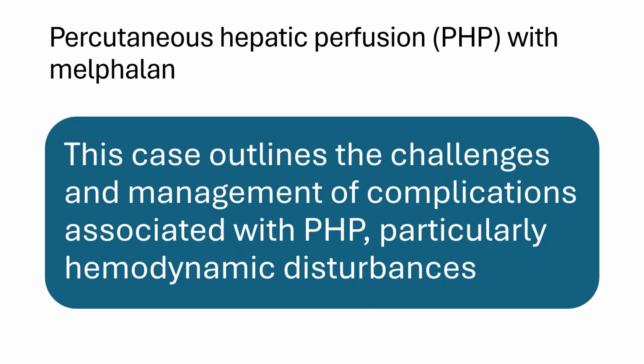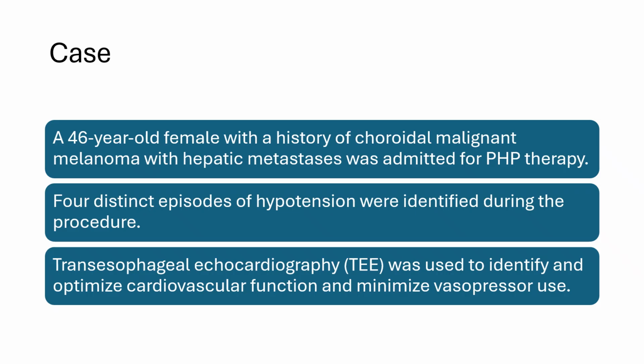So in this case, we outline the challenges and management of complications associated with the PHP procedure, and particularly hemodynamic changes that we see. A 46-year-old female with a history of choroidal malignant melanoma and with hepatic metastases was admitted for the PHP procedure, and we identified 4 episodes of hypotension during the procedure. We used transesophageal echocardiography to identify the cause, to optimize cardiovascular function, and to minimize the vasopressor use.